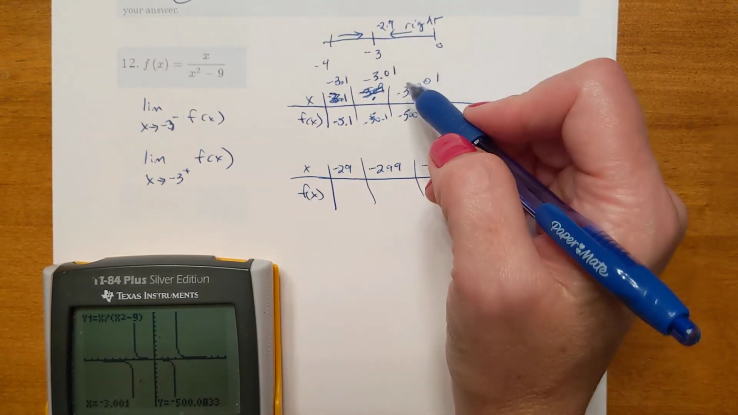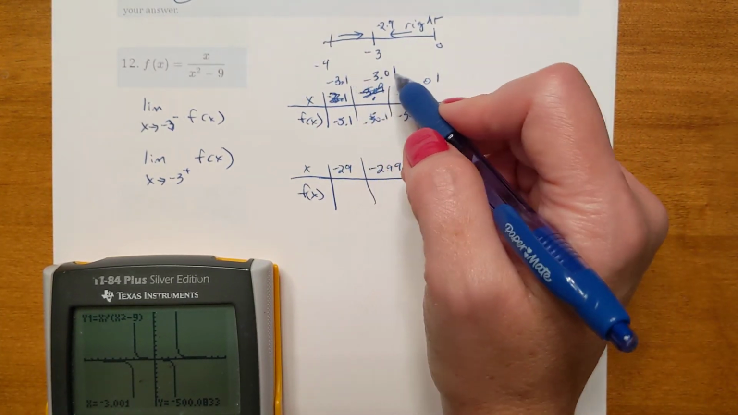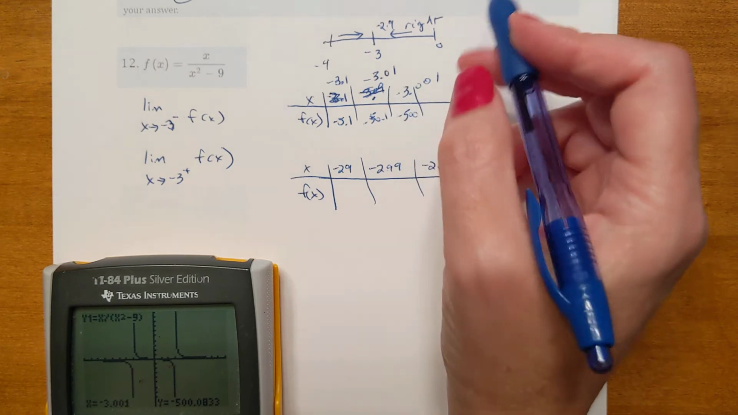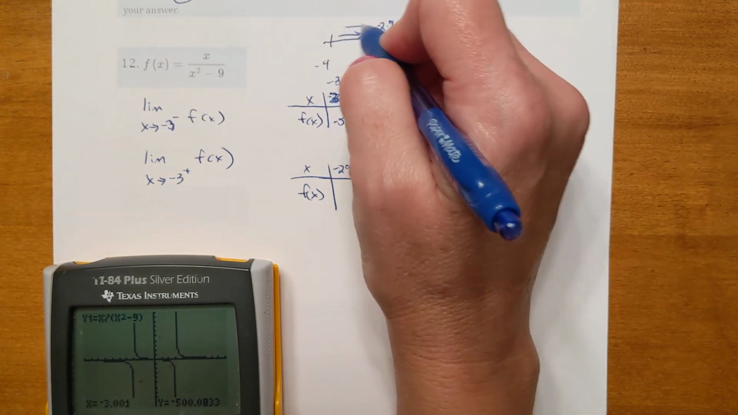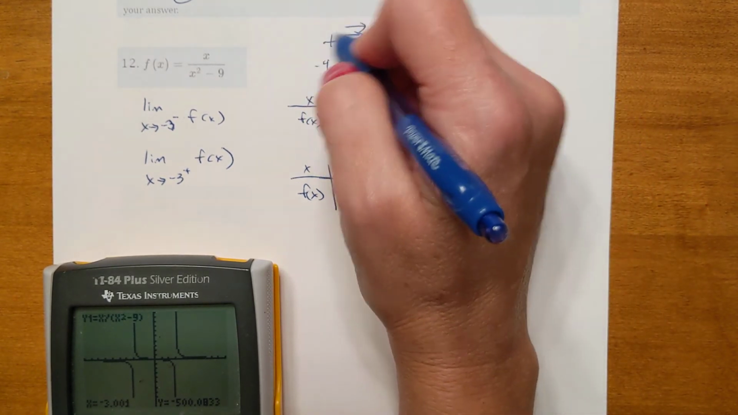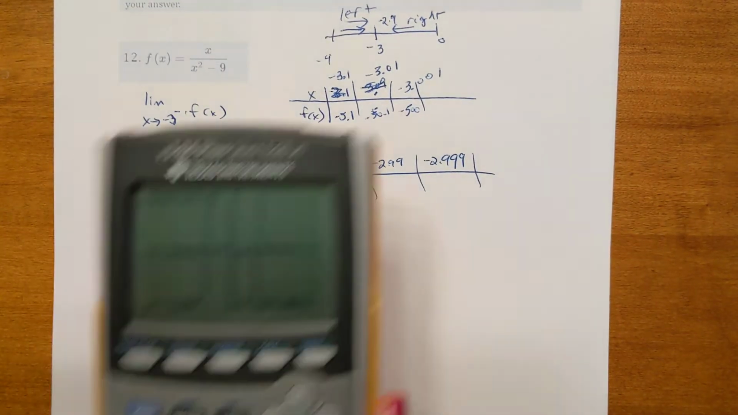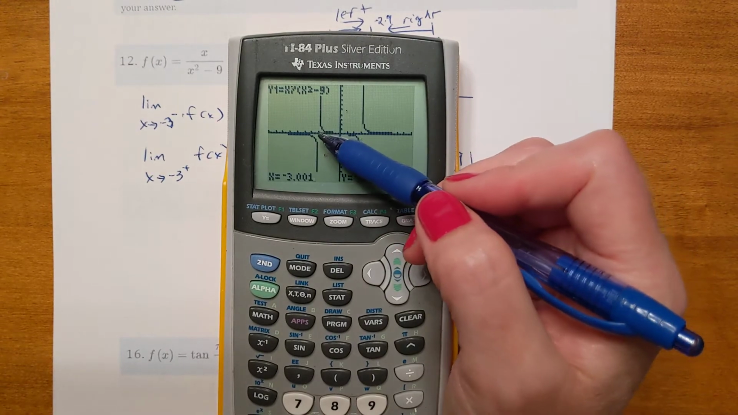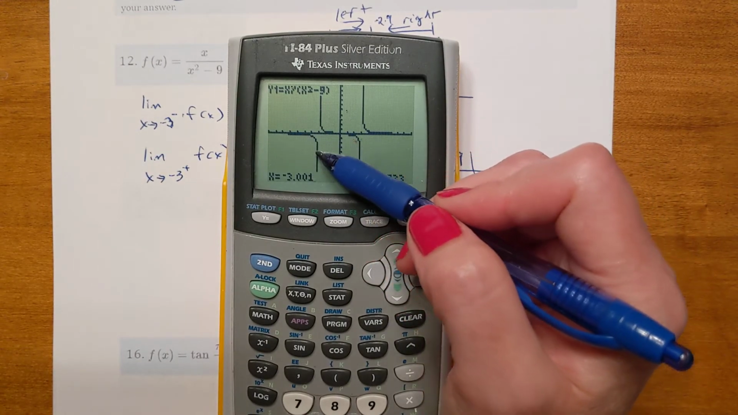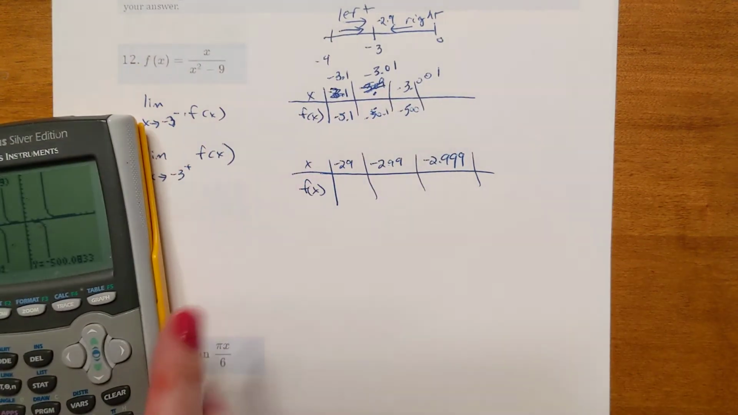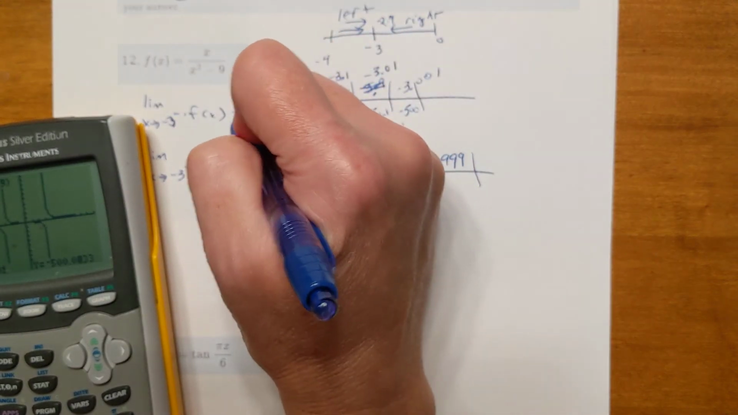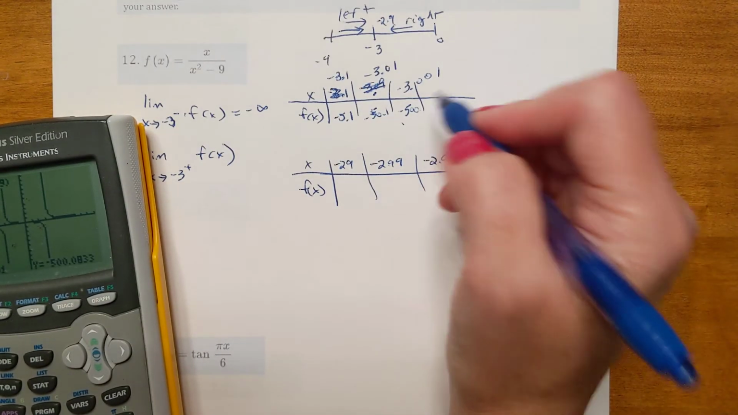Well, -3, let's see, -3.1, -3.01. So that's coming in from the left. And on the graph here, when it was coming in from the left, it was going down to -infinity, because it was getting really small.